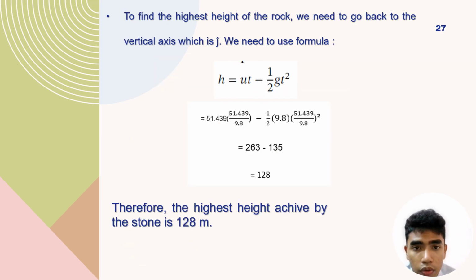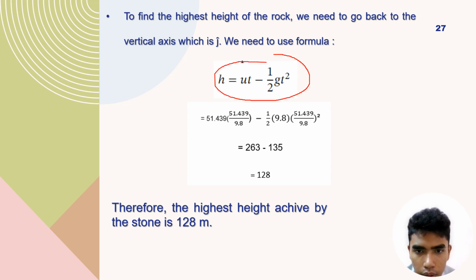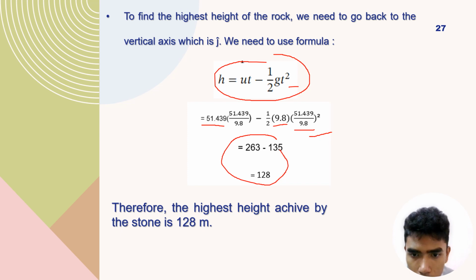So right now we're going to find the highest height of the rock, as the question asks. We have the physics formula to find the height. We only substitute the values of u, g and t, where u is 51.439, and t is 51.439 divided by 9.8. Then t needs to be squared, and g is 9.8, the value of gravity. We subtract the two terms and get 128. Therefore the highest height of the stone is 128 meters.